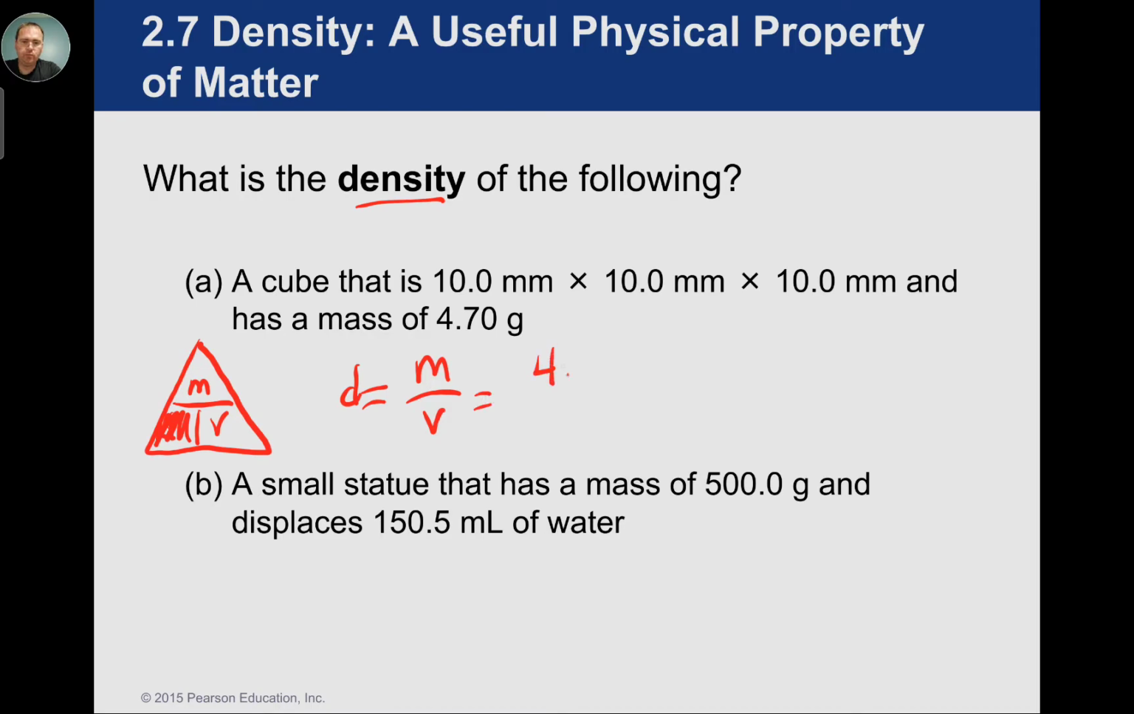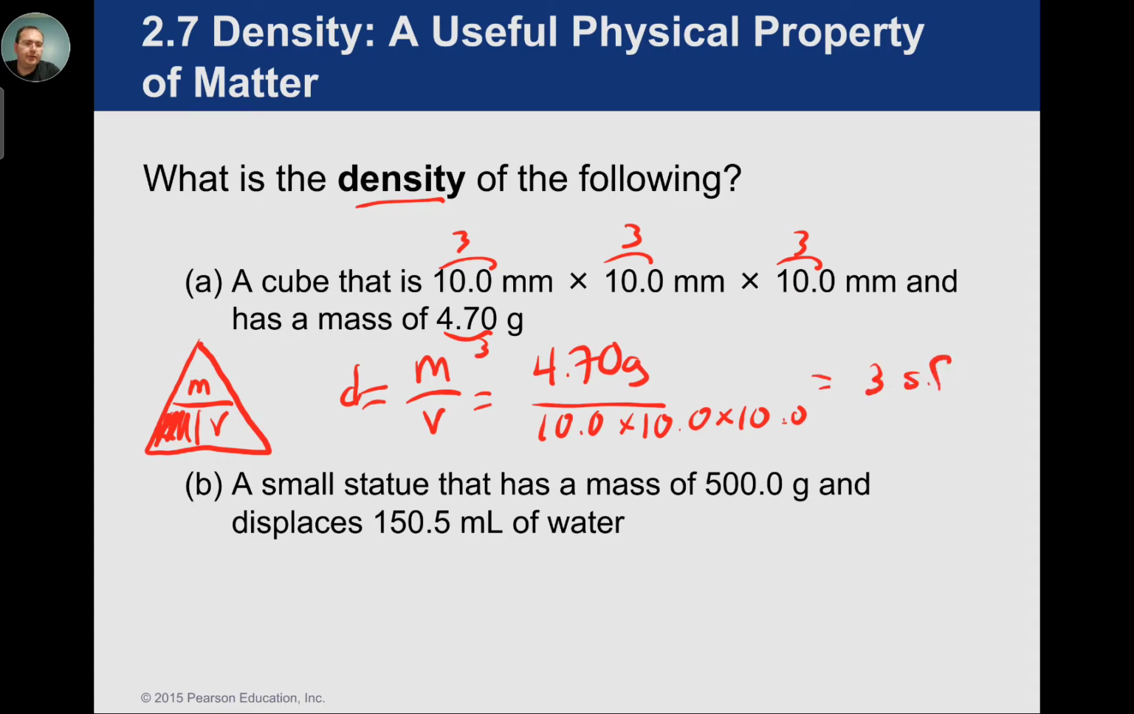So the mass is 4.70 grams. The volume is 10 times 10 times 10. And notice this is 3 sig figs, 3 sig figs, 3 sig figs, 3 sig figs. So our answer should be in 3 significant figures. And because our units are compounded, we had grams on top, we have millimeters now cubed on bottom. So grams per millimeter cubed is what we're going to be looking for.